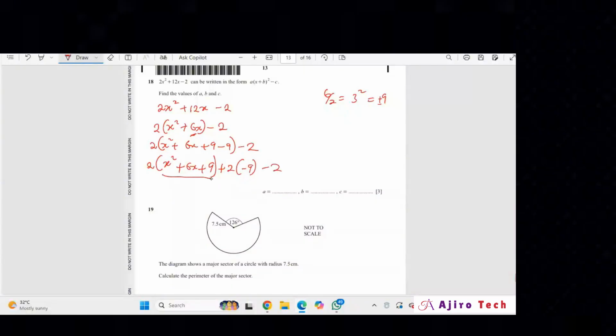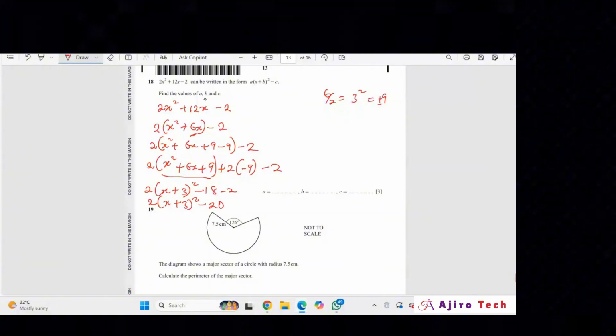Then this guy here now will give us something like this. 2 open bracket. If you factorize it, it will be 3 s plus 3 squared. And if you expand it, s plus 3 squared now will give us s squared plus 6s plus 9, because it's a perfect square. So we are going to have it as what? Minus 18 minus 2. So the final answer is going to be 2 open bracket s plus 3 all squared minus 20.